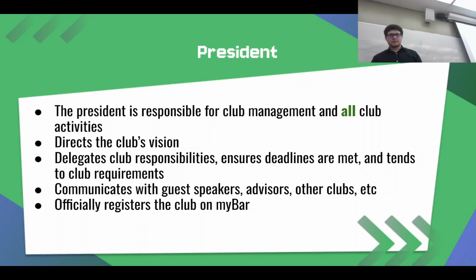So in my case, we were like, let's keep going with what has been working and see if we could try something new. My favorite part is delegating club responsibilities. We also get to ensure deadlines are met and we tend to club requirements. Delegating is important. I mean, again, we're all college students, right? It would be easier for everyone to pass on, not to shoulder all the responsibilities. So, all the money related stuff, all the scheduling stuff, and so forth.